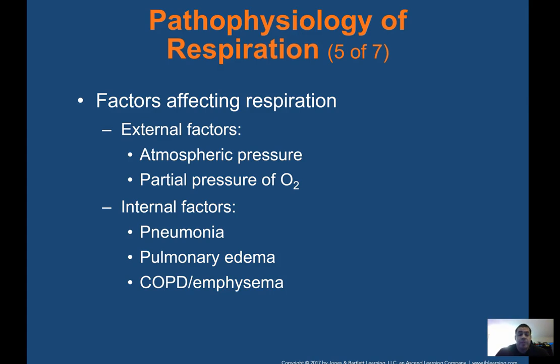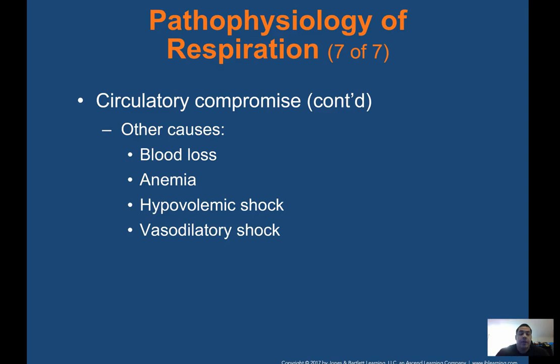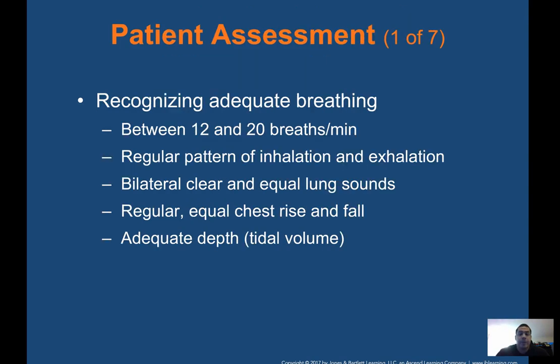Internal factors: pneumonia, pulmonary edema, COPD, emphysema. Circulatory compromise. Trauma emergencies typically obstruct blood flow to individual cells and tissues. Pulmonary embolism, simple or tension pneumothorax, open pneumothorax, hemothorax, hemopneumothorax. Other causes: blood loss, anemia, hypovolemic shock, vasodilatory shock.